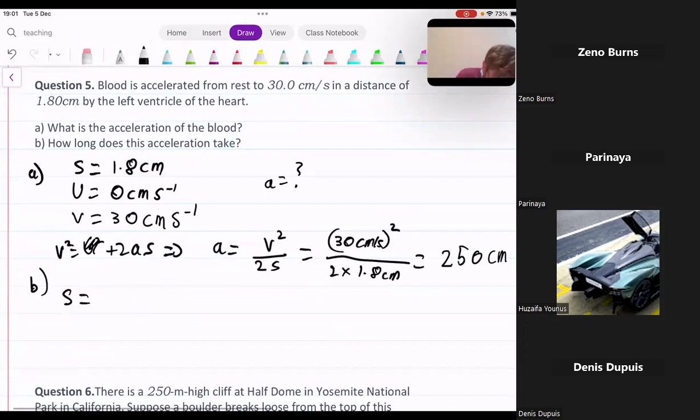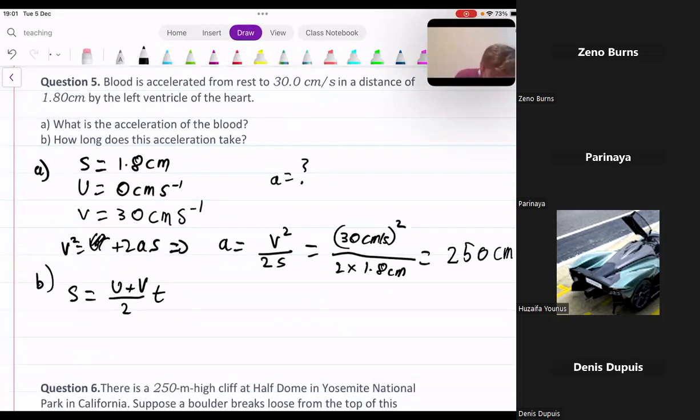So we have s equals u plus v over 2, times t. So we can rearrange this to get t equals... Remember, u was 0, so we can cross it out. So when we put all these in, oh sorry, it should be t equals 2s over v.